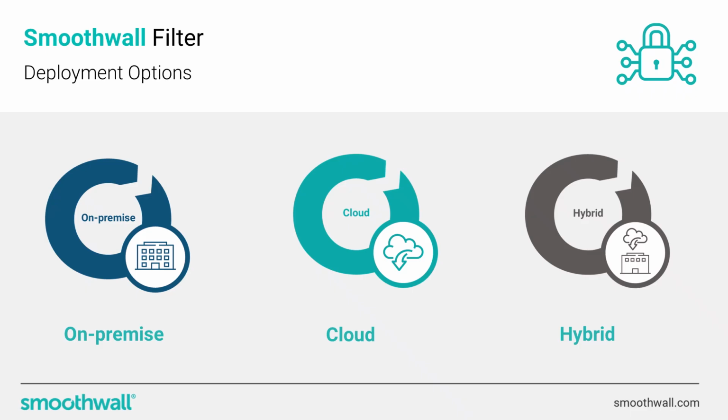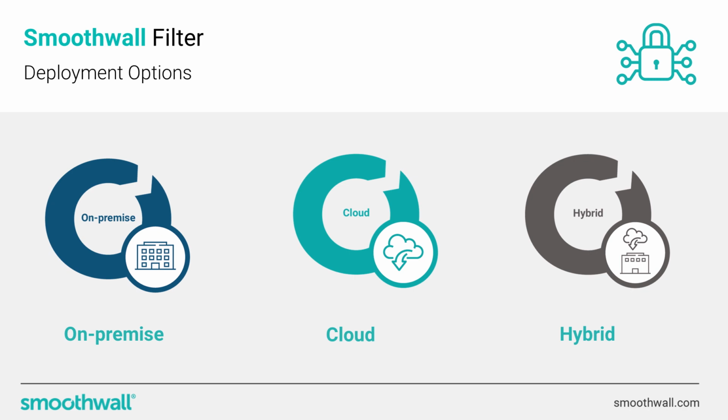We now have 3 deployment methods available. On-premise, our traditional model with filtering servers sat on your network. Cloud, with no equipment required on site. And hybrid, a mixture of on-premise and cloud for maximum flexibility.